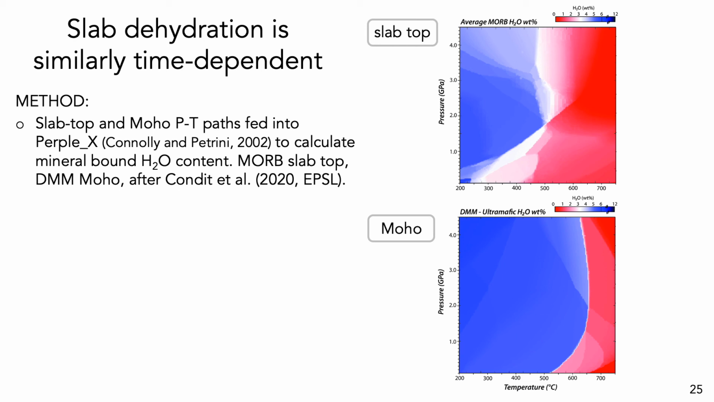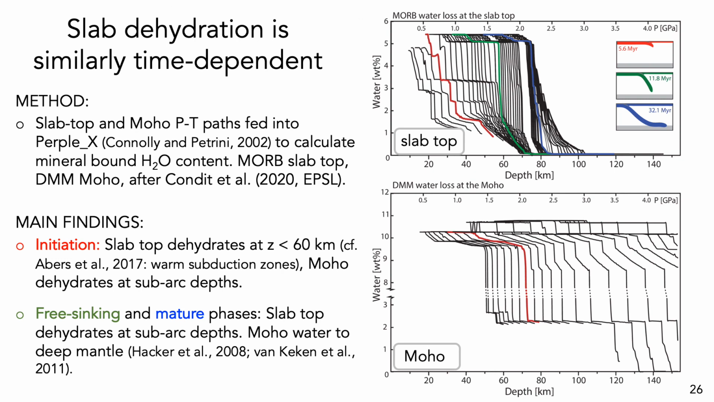So when we do this, we find that during initiation, the slab top has dehydrated completely by about 50 to 60 kilometers depth, whereas the Moho dehydrates at deeper, approximately subarc depths. During the latter colder phases, where the slab is much colder, we find that the slab top dehydrates at about subarc depths, whereas the Moho transports water all the way past the subarc. So this just suggests that significant time dependence in crustal and mantle dehydration can be expected to be associated with these time-dependent thermal phases.